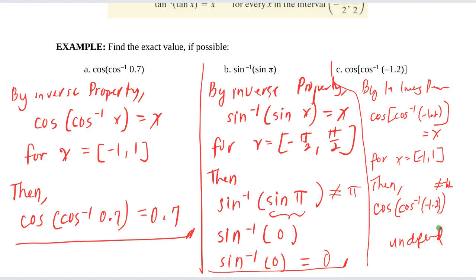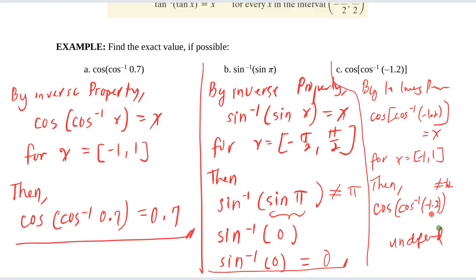First, we cannot say that this given expression is applicable for this property. Why? Because, as you can see, this output, negative 1.2, is beyond the given input range of negative 1 to 1. And also, remember that the range of the cosine is only from negative 1 to 1.